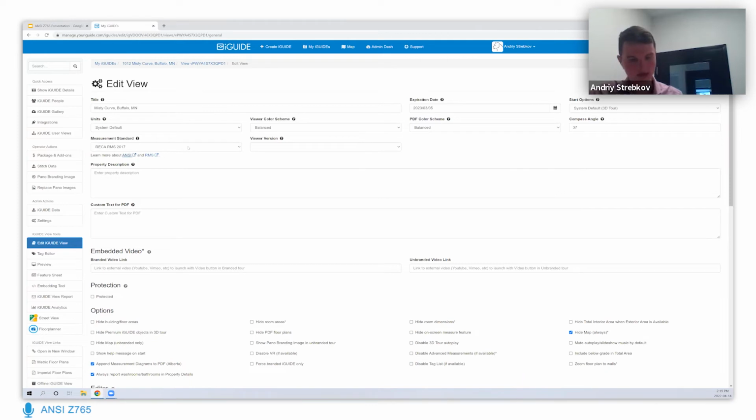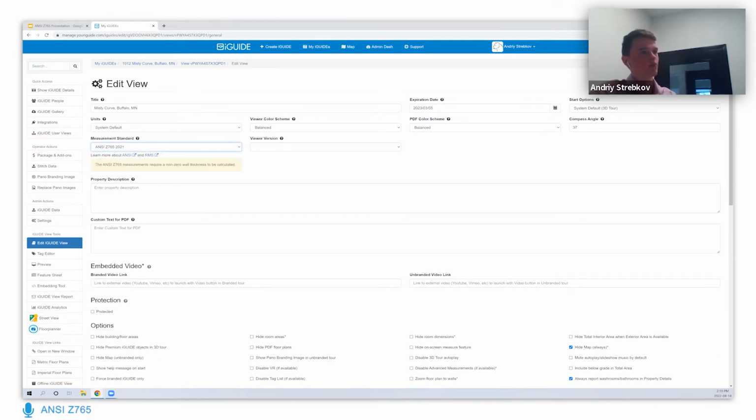For example, here I select ANSI Z765 and I get a warning. It says the ANSI Z765 measurements require a non-zero wall thickness to be calculated. What it means is, like I mentioned, you have to calculate the wall thickness. If you don't, well, it's not ANSI. You're not following an ANSI standard. Wall thickness has to be included. So how do you include this wall thickness? For example, you calculated the wall thickness and you are switching to ANSI.